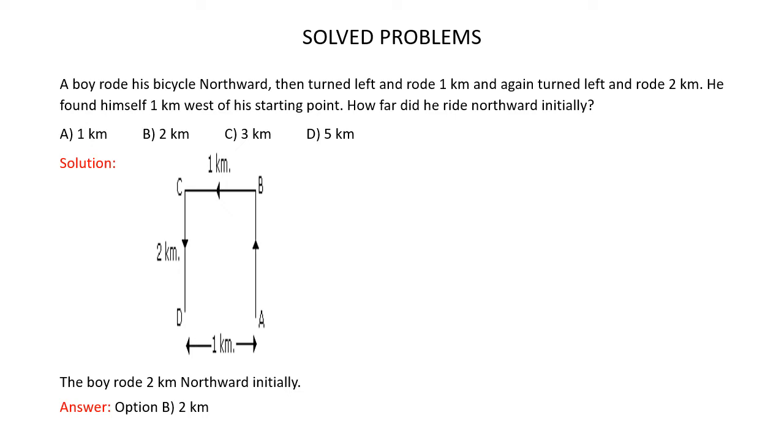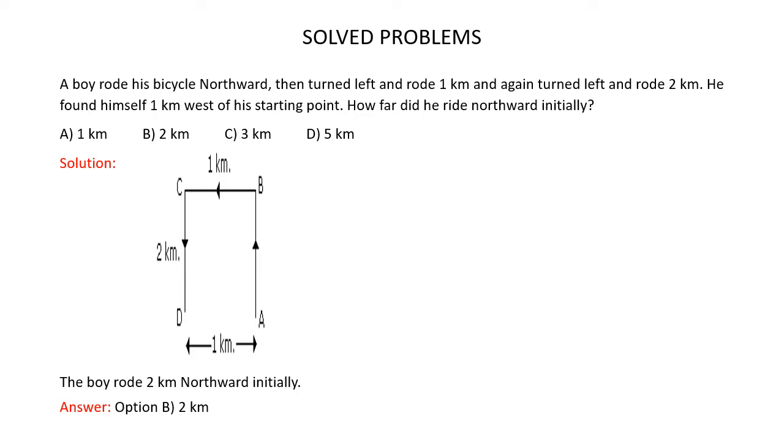So the boy starts from A and he rides his bicycle northwards to reach B. Then he turns left and rides 1 kilometer to reach C. Again he turns left and rides 2 kilometers to reach D. Now finally he finds himself to be 1 kilometer west of his starting point.